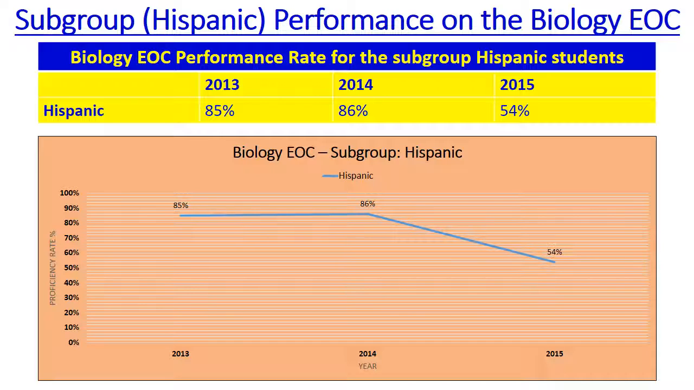Now moving into the Hispanic student body with biology EOC, we have a pretty consistent 85 to 86% from 2013 to 2014. That's a consistent performance rate when we're looking at proficiency in biology EOC. And they too also saw a major drop in 2015 at 54%, which is better than the black population. So looking between Hispanic, whites, and blacks, the black population does create quite a concern.